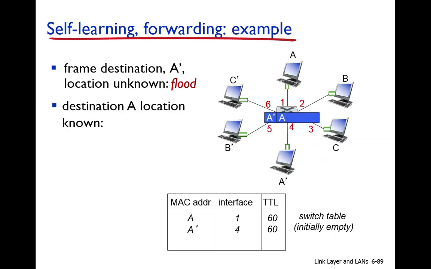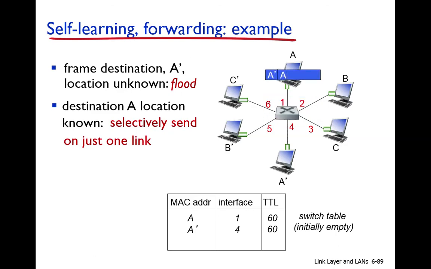When A dash sends the packet, this A dash entry will be recorded in the table: sender A dash is reachable through interface 4. Now the destination address in the packet is A, and for this A the entry is present. It should be forwarded to interface 1, not to other interfaces. This is called selective forwarding. In this way, when other nodes transmit data, the switch table will build up. When the other nodes B, C, C dash, B dash transmit data, their entries will be added to the switch table.